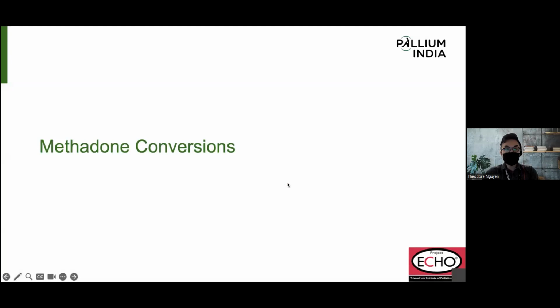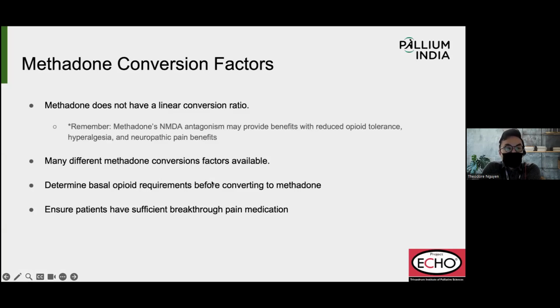Okay, so now moving on to methadone conversions. Methadone does not have a linear conversion ratio. And this is because of methadone's NMDA antagonism, which may provide benefits with reduced opioid tolerance or hyperalgesia, and also adding neuropathic pain benefits. So opioid requirements may innately be reduced.